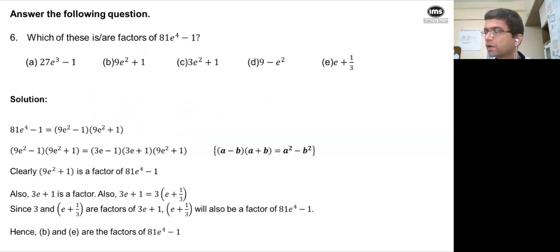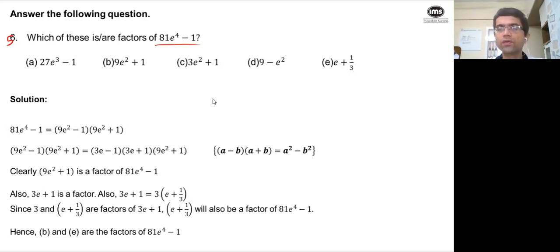Which of these are factors? Again, this is question 5. Which of these are factors of 81 e raised to 4 minus 1? Wouldn't it be p factorial is equal to 2? Are you referring to the previous one, Sanidhya? Okay, let's go back to it later on.